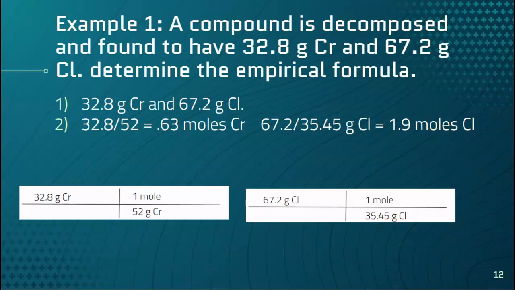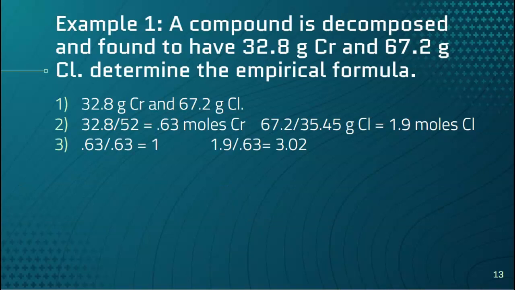Awesome. Okay, step 3, I'm going to take my mole numbers and divide them both by the smallest. So 0.63 divided by 0.63 is 1, and 1.9 gets divided by 0.63 because that's smaller. And so we get 3.02. All right, so are these whole numbers? Yes. Or they're very, very close to whole numbers, right?